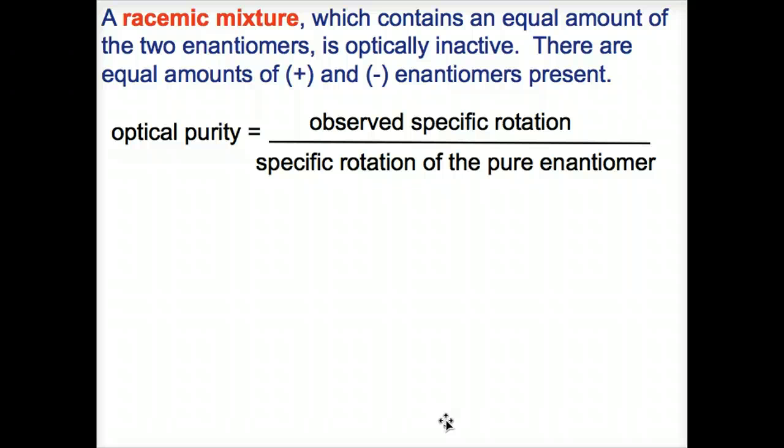If the observed rotation equals the rotation of the pure enantiomer, then optical purity is 1, obviously. If the observed specific rotation equals the specific rotation of the pure enantiomer, then we have an optical purity of 1. Also, enantiomeric excess is another definition. Enantiomeric excess is the observed specific rotation divided by the specific rotation of the pure enantiomer times 100, 100% rather.